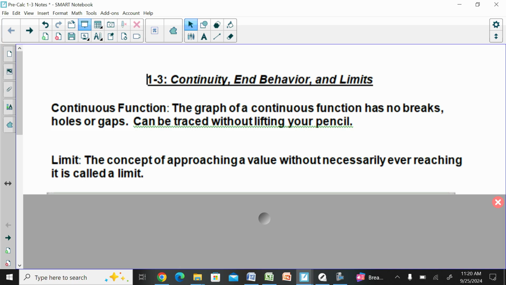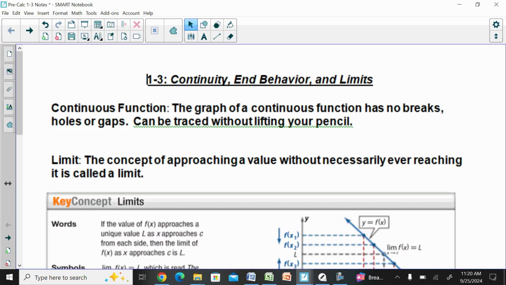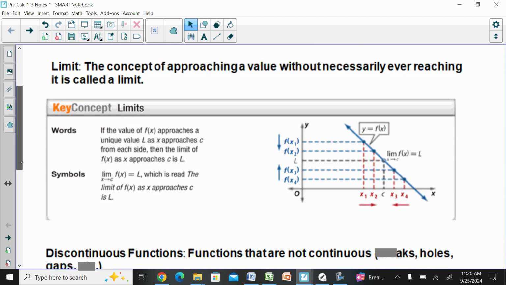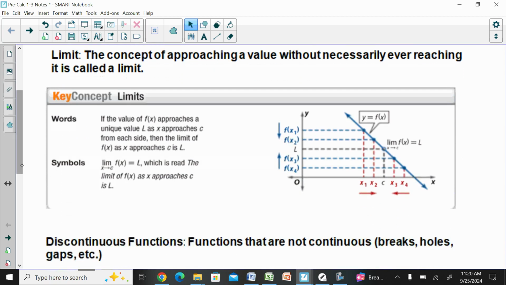Okay, moving on. As we talk about the limits here, you can kind of look and read this over on your own. Pause it here. But basically, we're looking at if the value of f of x of that function approaches a unique value from each side, and in this case, in the picture here, as x approaches c, we get closer and closer to the certain value. That's what we're kind of looking at.